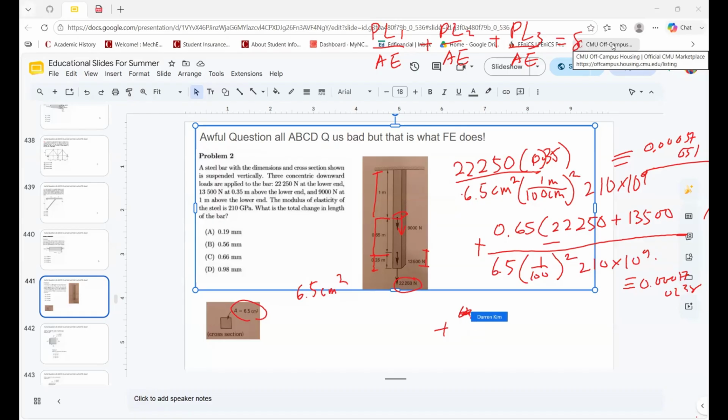So this is just one. You're just adding all of them. I'm just going to call it the sum of all forces times L, because I'm too lazy to actually do it. So you just do the sum of all of them over 6.5 times (1 over 100) squared times 210 times 10 to the 9. So this is the sum of all ones.